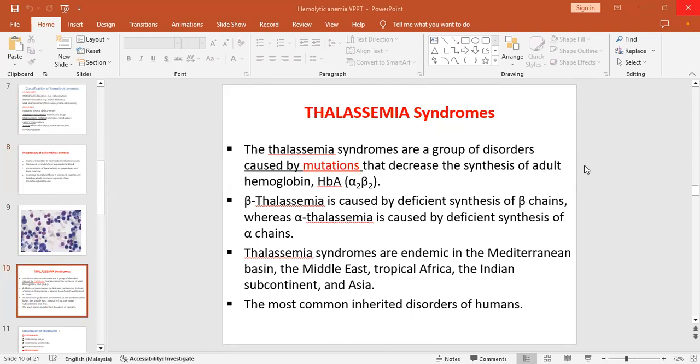Thalassemia syndromes are more common in the Mediterranean basin, in the Middle East, tropical Africa, the Indian subcontinent, and in some parts of Asia. This is the most common inherited disorder of human beings.